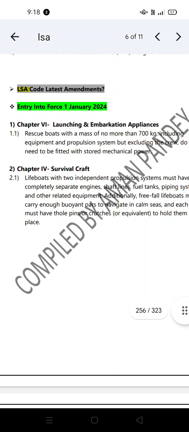So now what is the entry? The most recent amendment says that if a rescue boat has a weight of less than 700 kg, then it need not have stored mechanical power, but it should be handleable by a single person. Another requirement is that the free fall lifeboat drop test while the ship is making headway, at 5 knots, is no longer required. And a lifeboat having two independent propulsion systems need not have buoyant oars, and that's it.